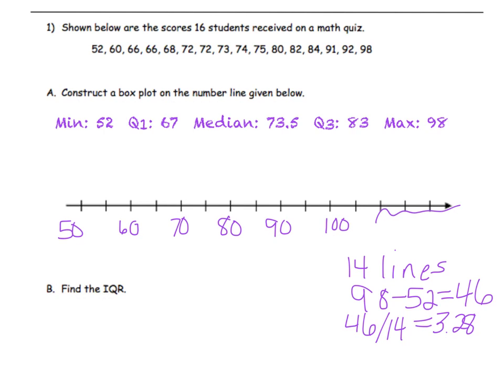So what we do next is we put a dot above each of the 5 numbers. So about 52, 67 would be about here. 73.5 is about in the middle there. 83 would be about here, and 98 just before 100.